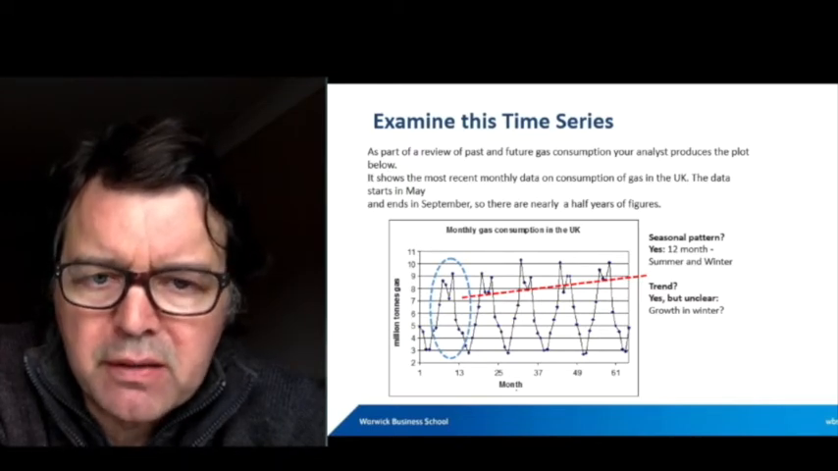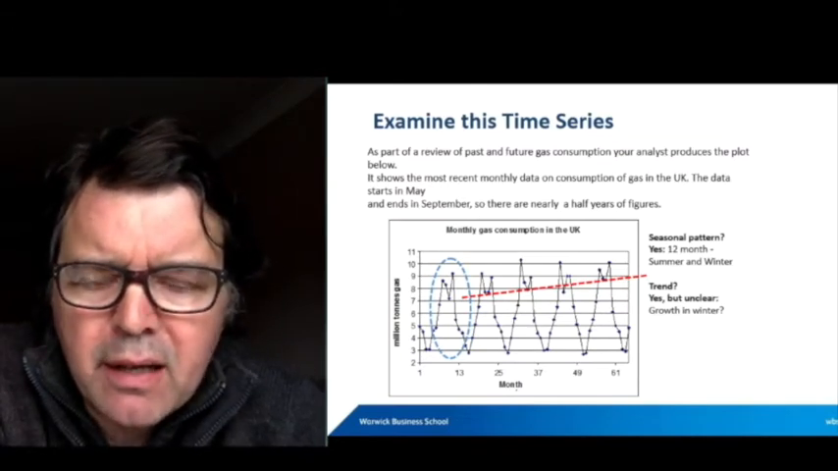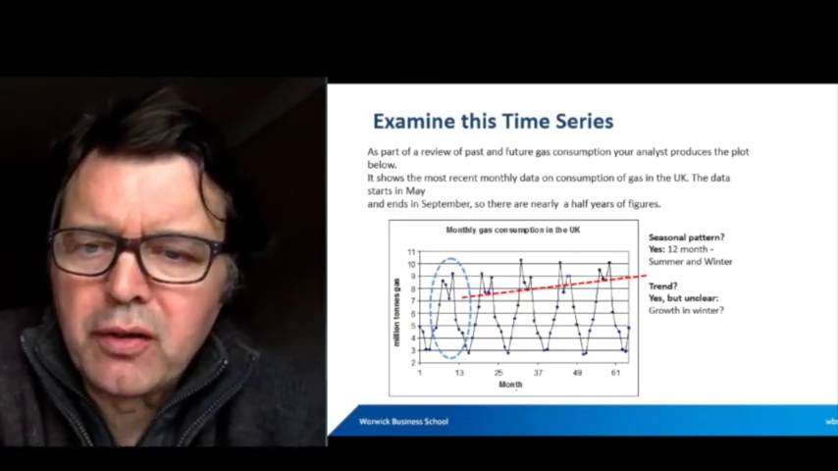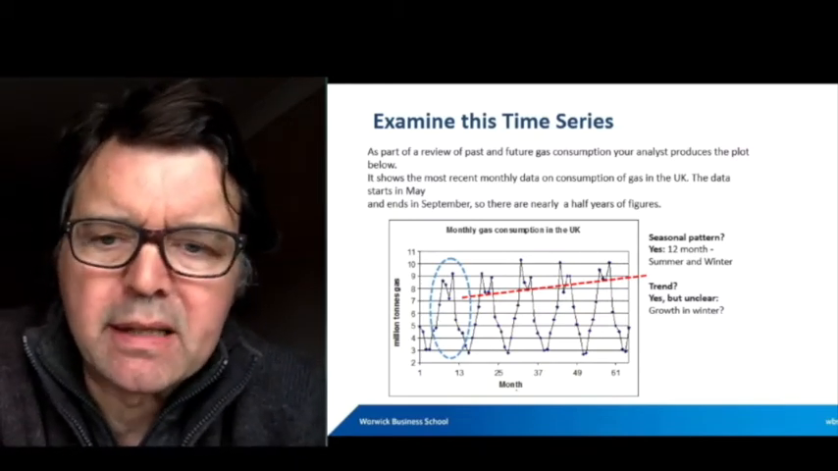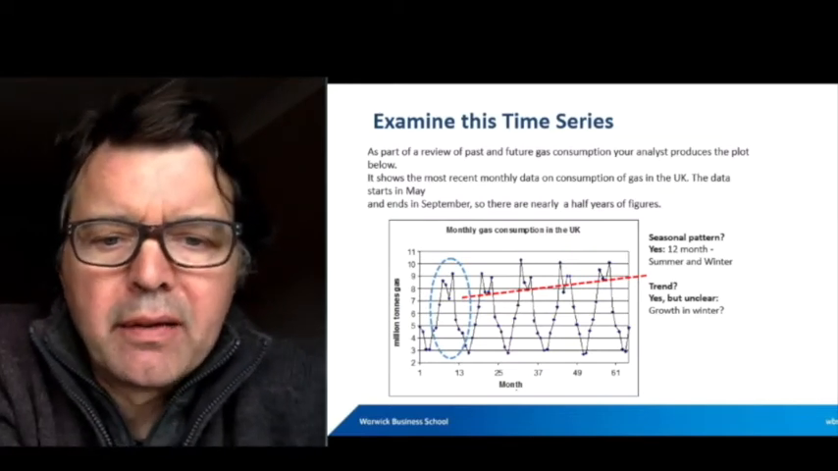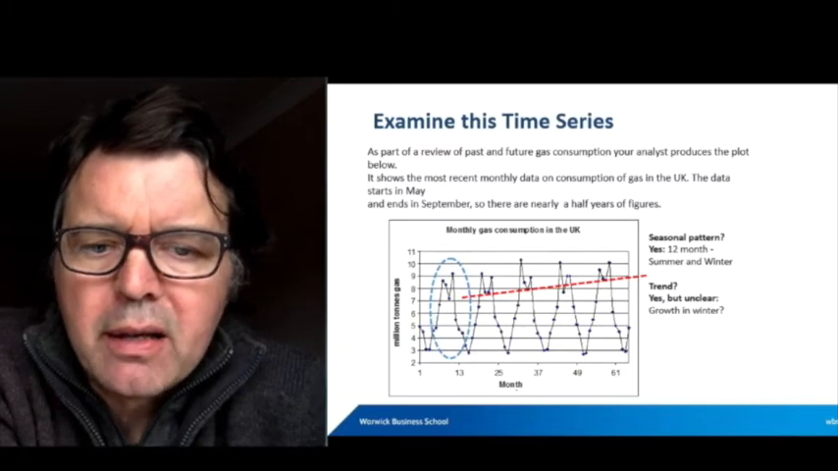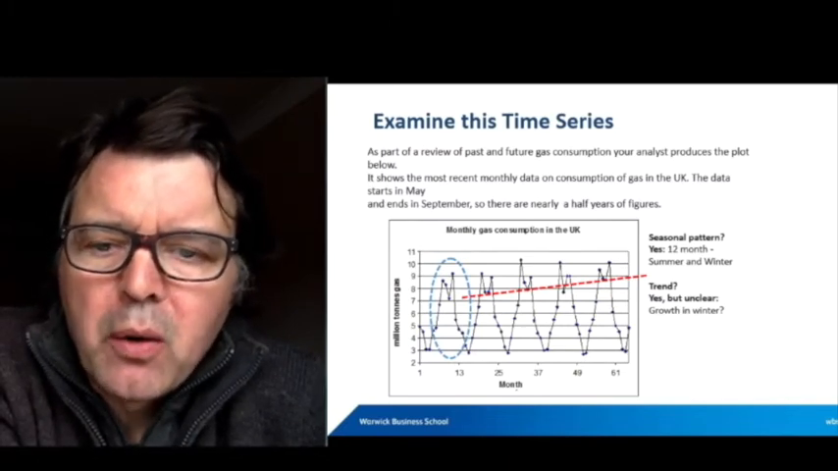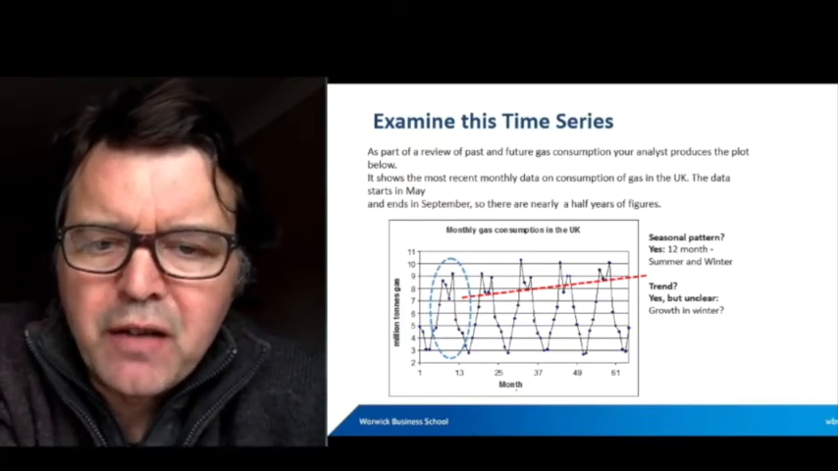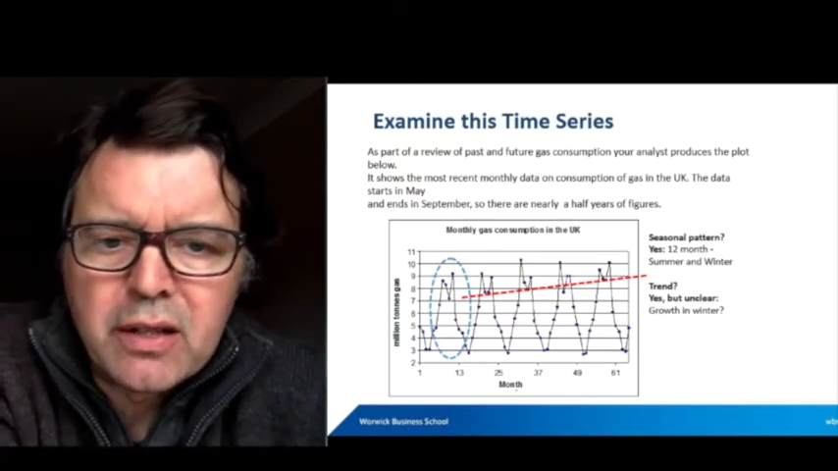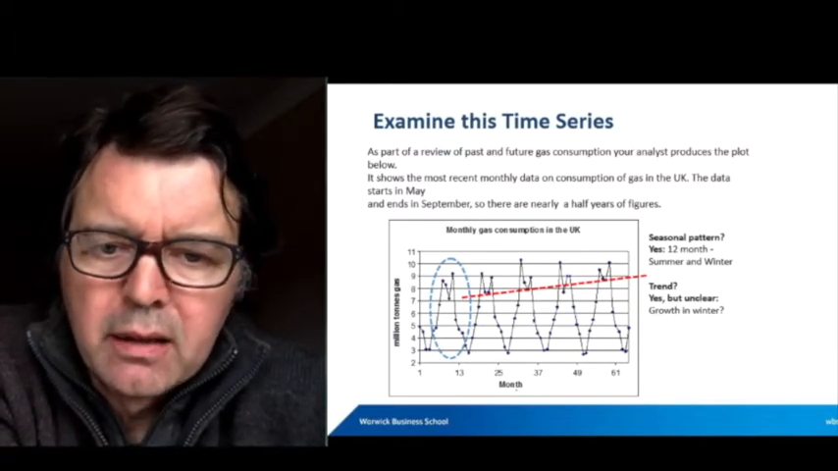3.5 years of figures. If we look at that data now, gas consumption, the first thing you would probably think is seasonality. There must be some seasonality, and quite clearly there is. We can see that gas consumption is higher in the winter and lower in the summer, and that's because gas is used significantly to heat houses in the UK. So we would expect to see seasonality, and it's there.